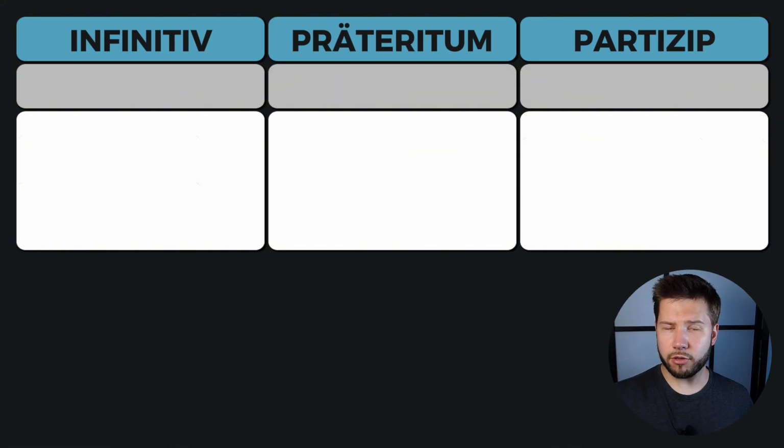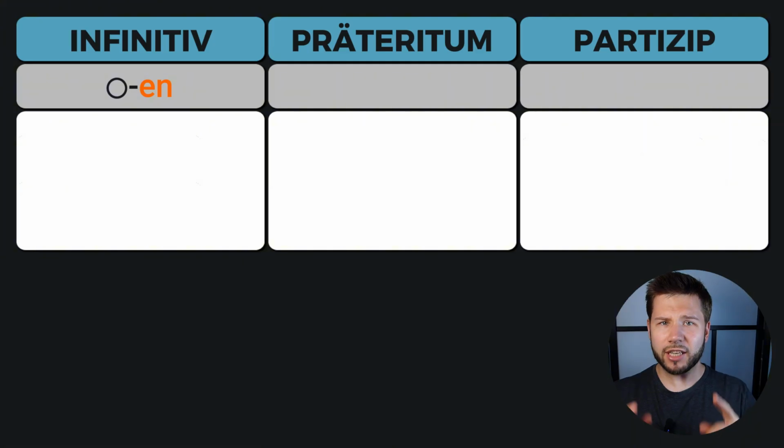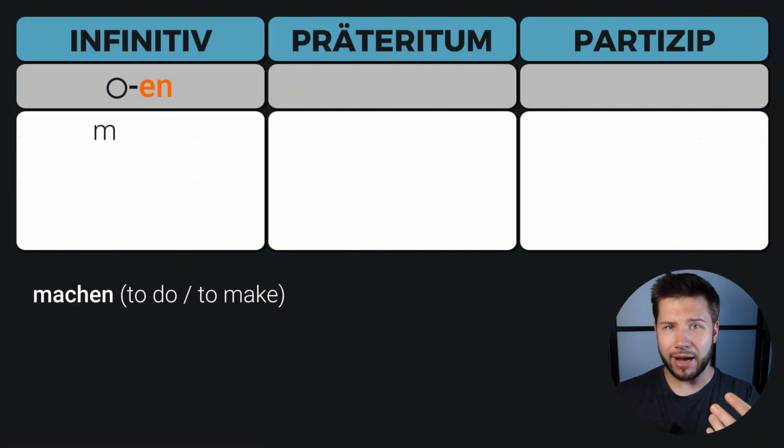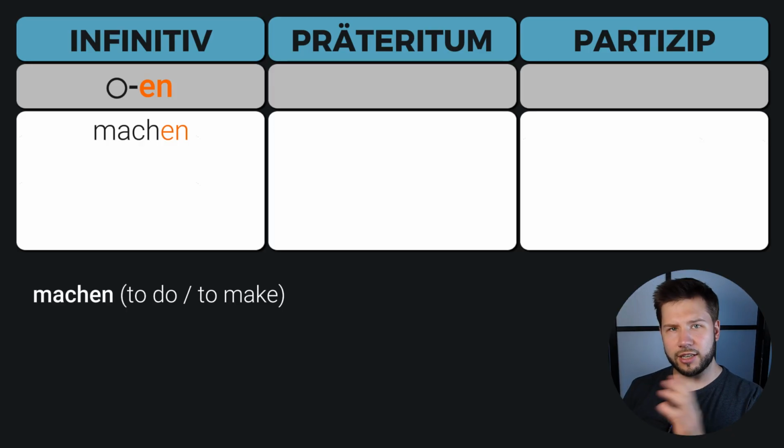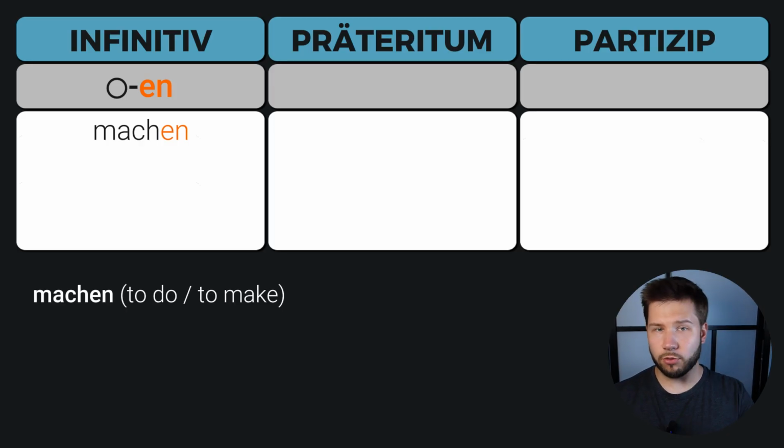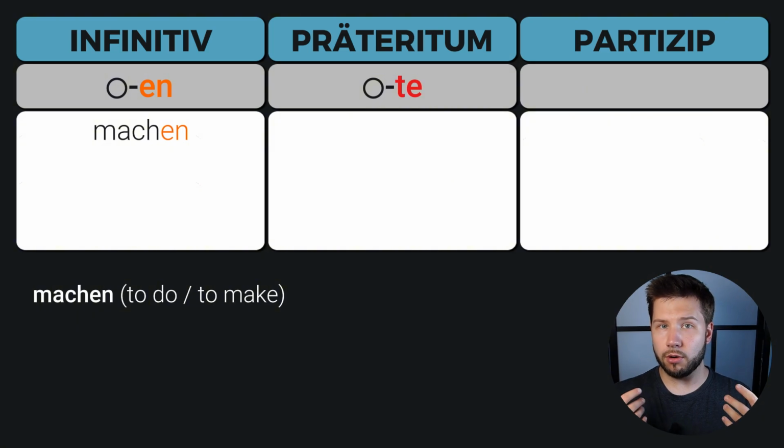So now I'm going to walk you through the template for regular verbs that make up 90% of all verbs. As you might already know, most verbs in their infinitive form end in en. To make it a bit easier to comprehend, I'll use the word machen as an example. In order to get the Präteritum, all you need to do is cut off the en part at the end of the verb and replace it with te, so machte.